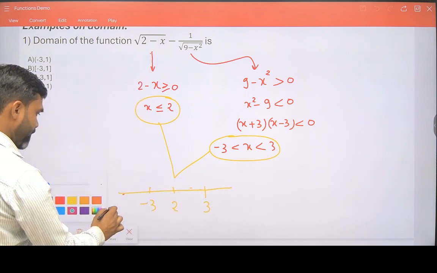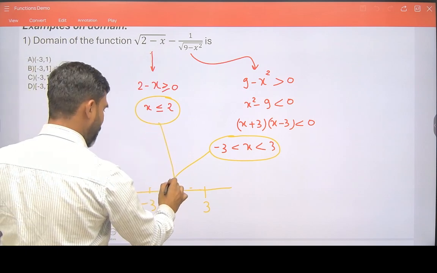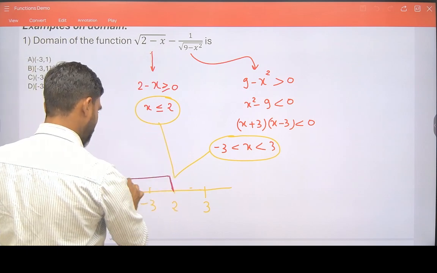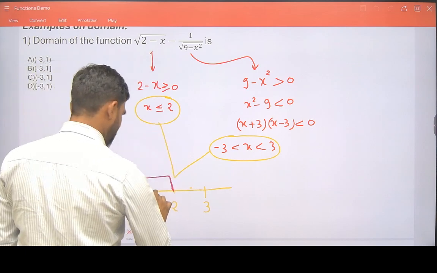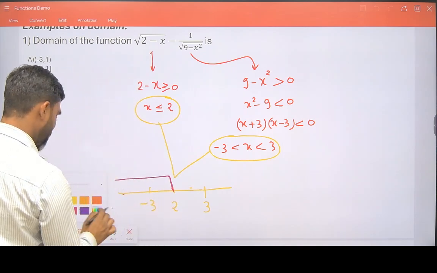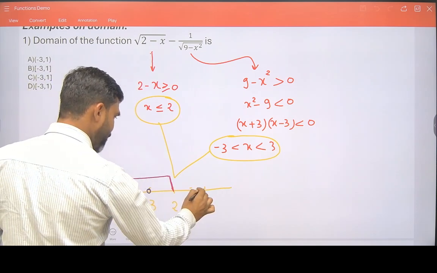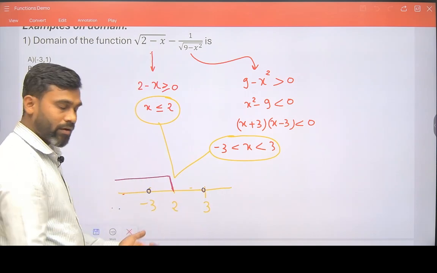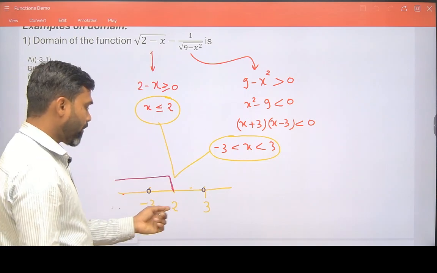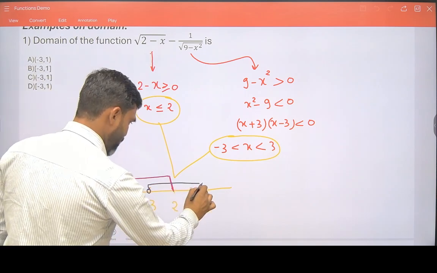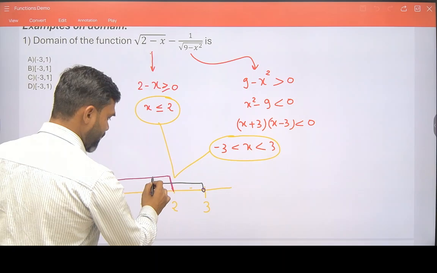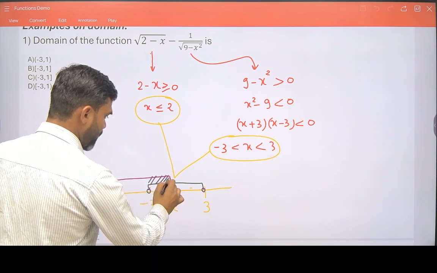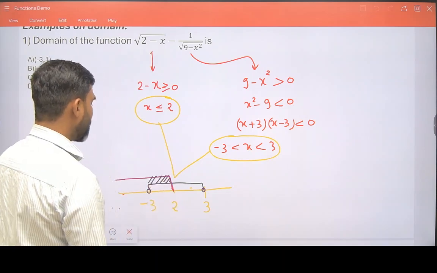So this is less than 2, and this one, let me change the color, is an open interval, right? So we can't include minus 3 and 3. So what is the common region? This is the common region, right?